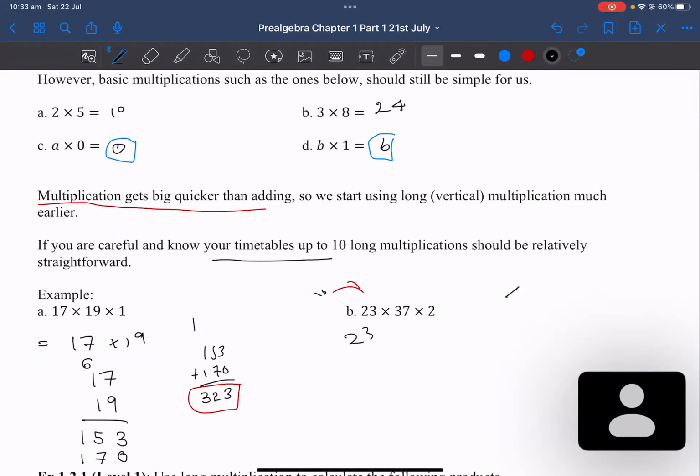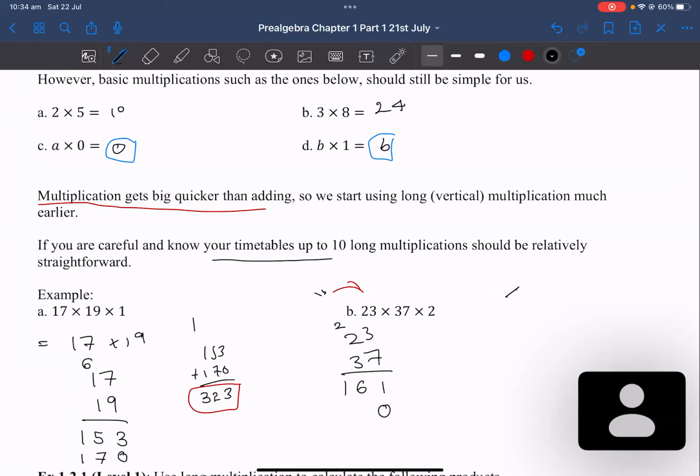23 times 37. What's 37? So 7 times 3 equals 21. 1, then carry the 2, right? Yeah. 7 times 2 equals 14 plus 2 equals 16. Very good. Add the 0.